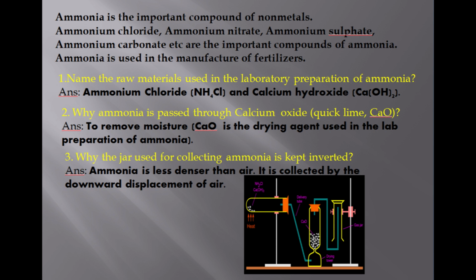Ammonia is collected in a jar kept inverted. Ammonia is less dense than air. It is collected by the downward displacement of air, so the jar is kept inverted.